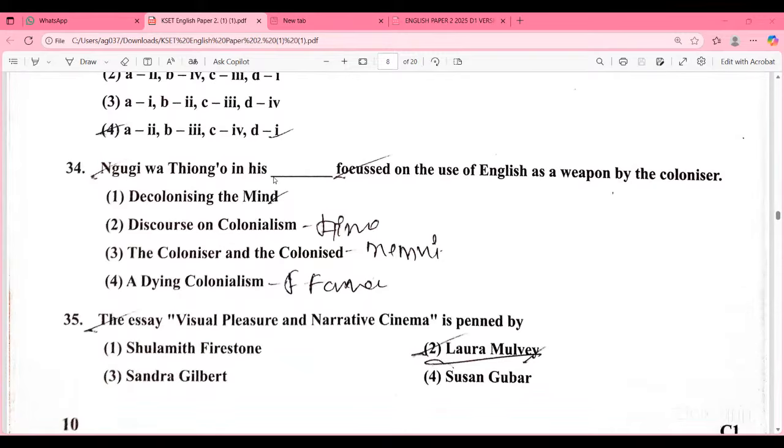Ngũgĩ wa Thiong'o in his work focused on English as a weapon used by the colonizer. The correct answer will be Decolonising the Mind. Option 1 will be the right answer. Ngũgĩ wa Thiong'o in his work Decolonising the Mind focused on the use of English as a weapon by the colonizer.